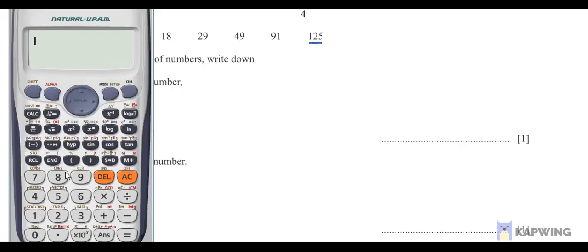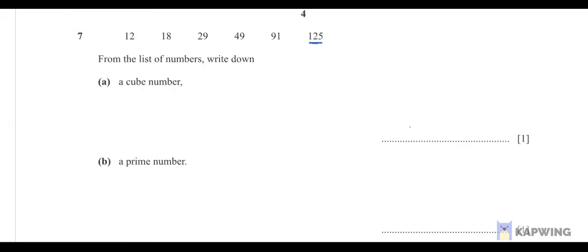If you want to check whether the number is a cube of any number or not, take its cube root. For example, cube root of 125 is 5. So it means 125 is a cube number.